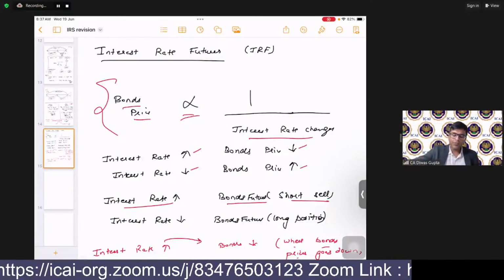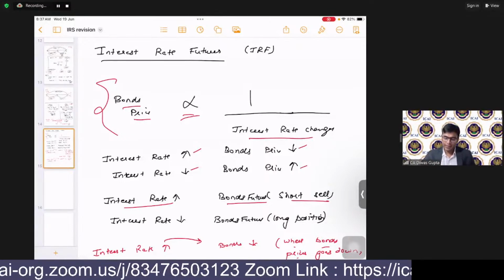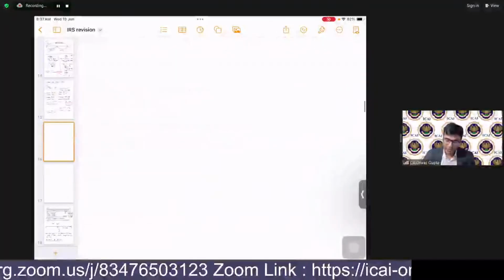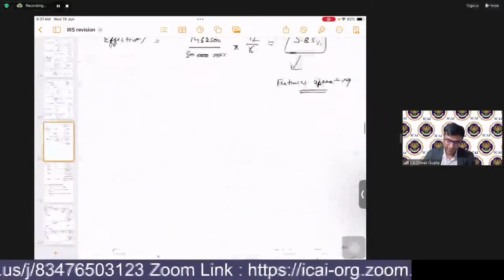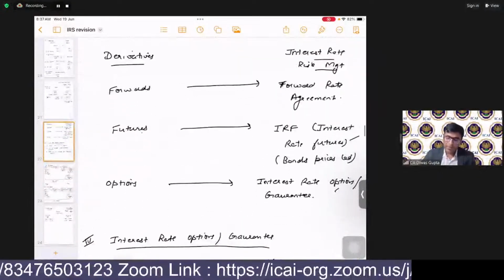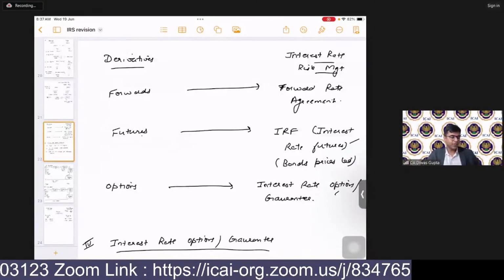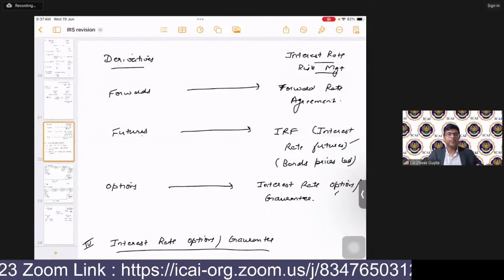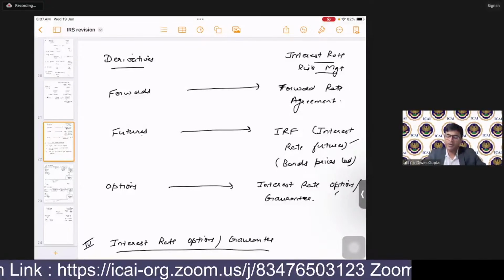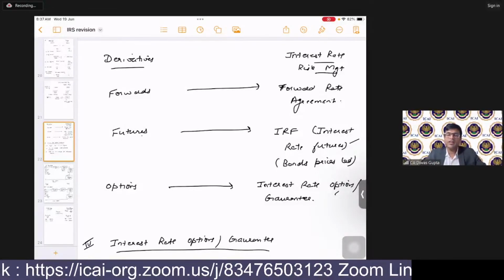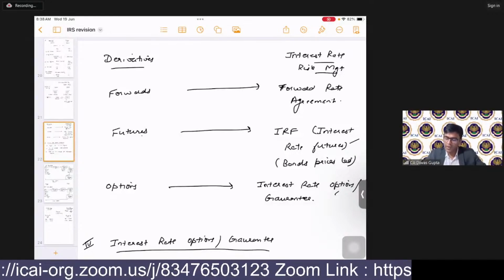Perfect. So we've discussed the interest rate futures in detail. Let's come to our next topic. Students, this is just a simple comparison of forwards, futures and options, when we compare them to the forward rate agreement, futures with IRF, and options with interest rate options or guarantees.